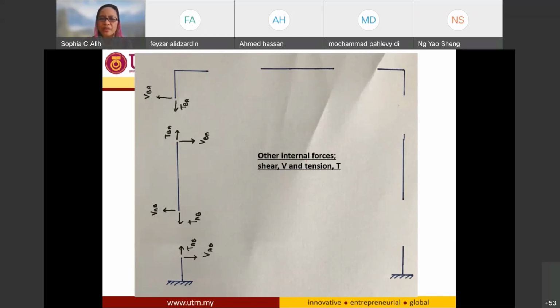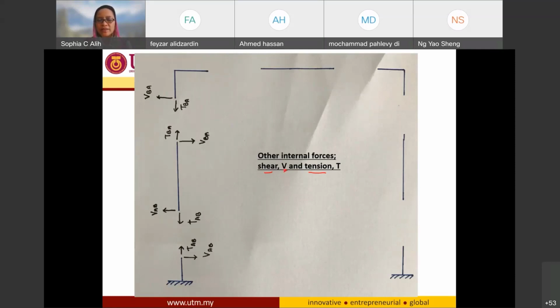Okay. So when it comes to a frame, as I mentioned to you, you are looking into two types of internal forces. The first one is shear and another one is tension. When you deal with a beam, you only have to deal with the shear forces because you neglect the tension since there is no change in the length of your beam. So this is why your calculation is easier, because you only have to look into one internal force. However, when it comes to your frame, you need to calculate both, your shear and also your tension.